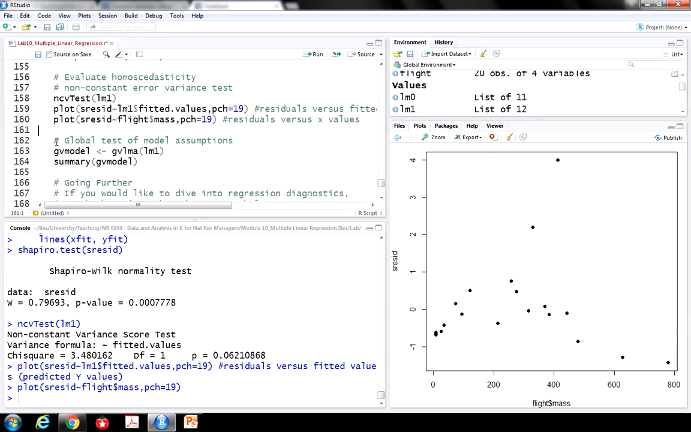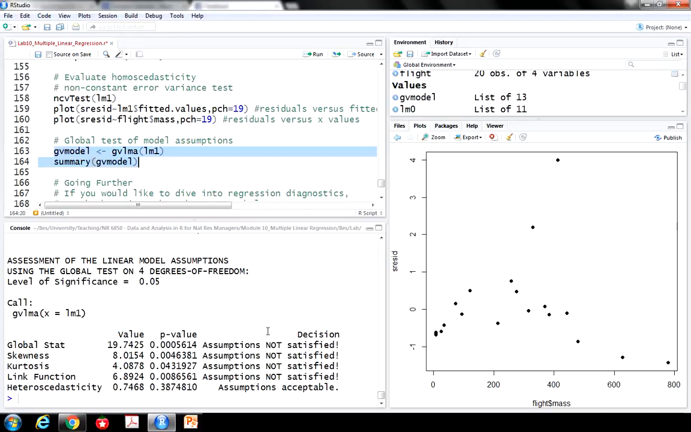And finally, let's just do a global test of the model assumptions using this gvlma command. I like to use this one because it gives me a nice summary of a few different tests all at the same time. So let's go ahead and run this. And wow, I see that a bunch of the assumptions are not met. So my global statistics are not met.